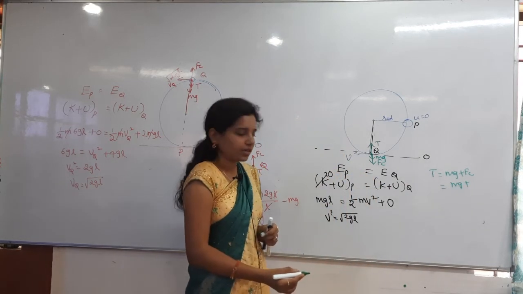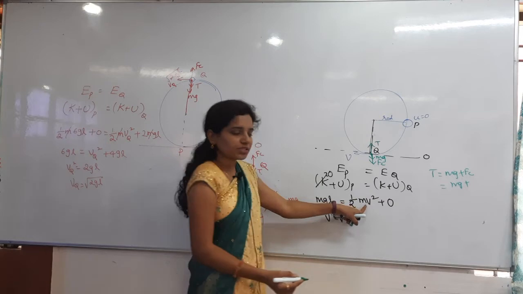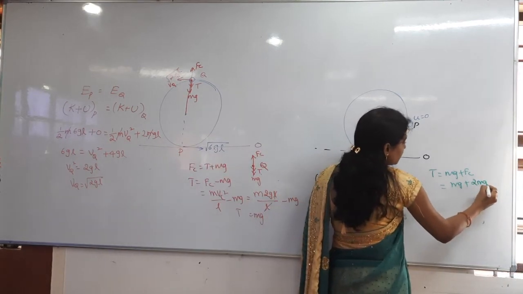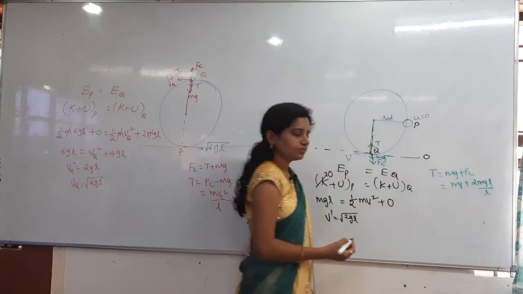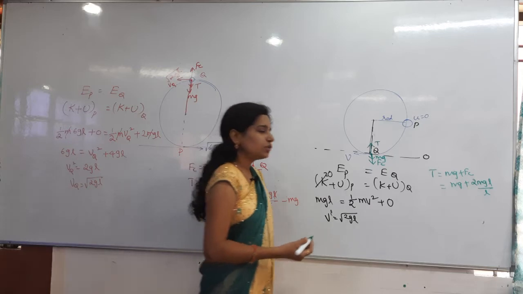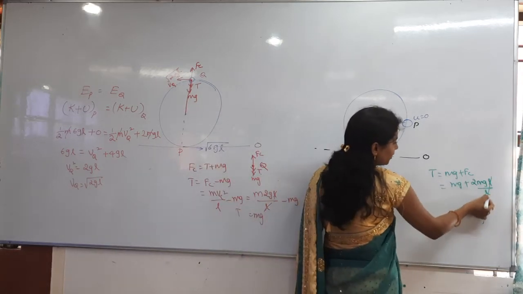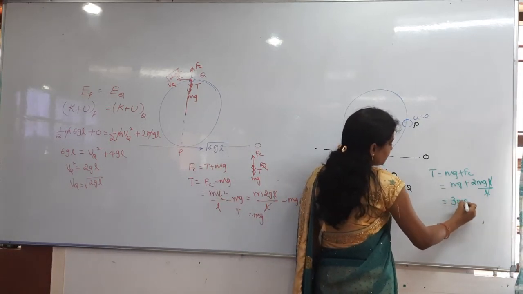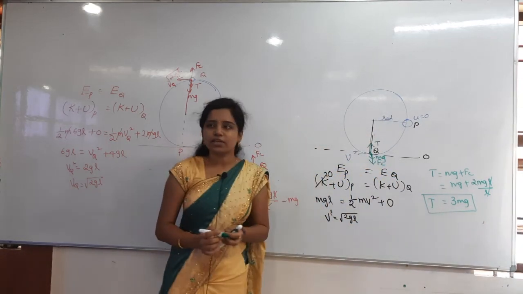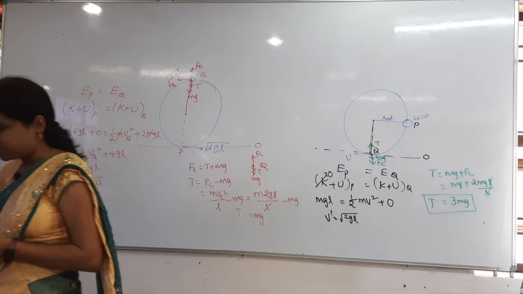So mg plus Fc is how much here? mv square by r. So that mv square, how much did we get? 2 mgL, so 2 mgL divided by L. v equals under root 2gL, then v square is how much? 2gL. m is there automatically, then L gets cancelled here. What is the answer here? 3 mg. Clear, right? Next one, a difficult problem I will give.